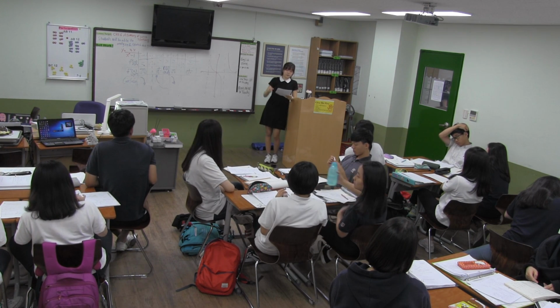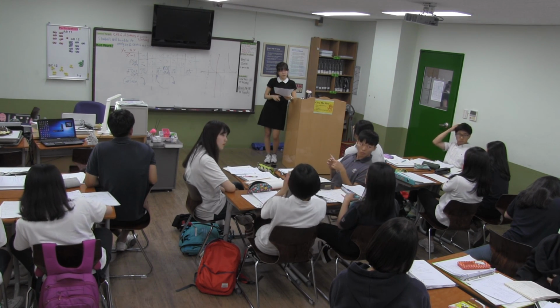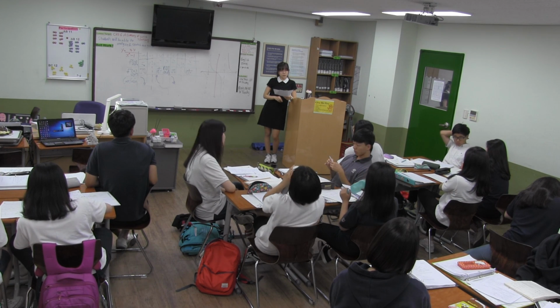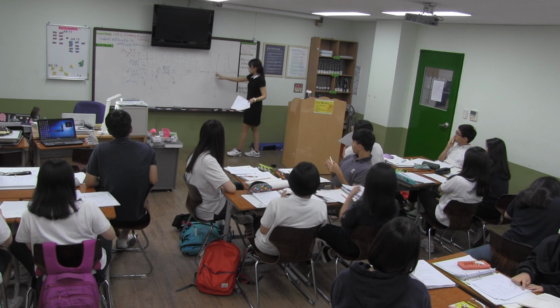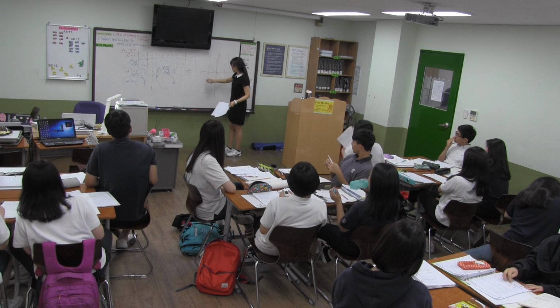I have a question. Wasn't the horizontal asymptote 0, but then the graph touched the 0? This one, right? No. This one.